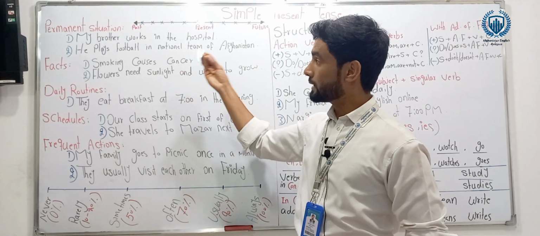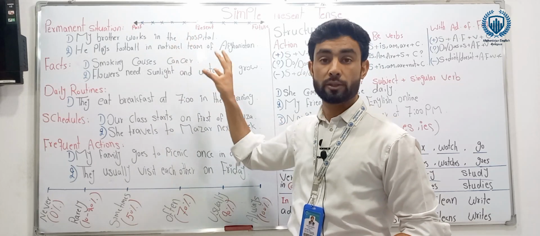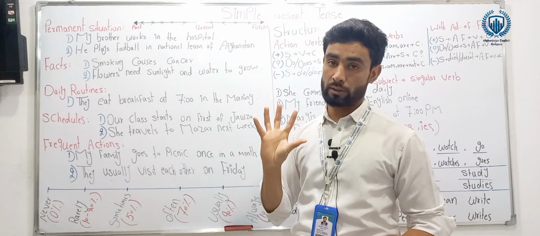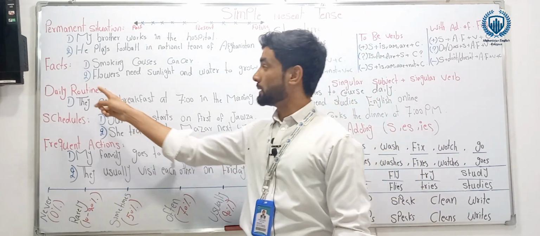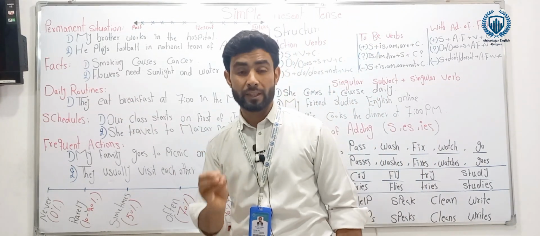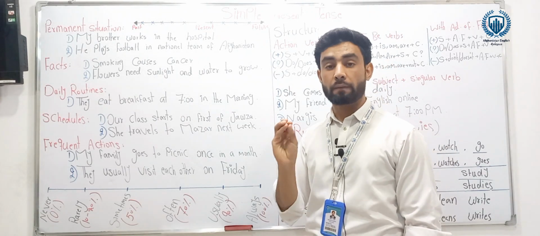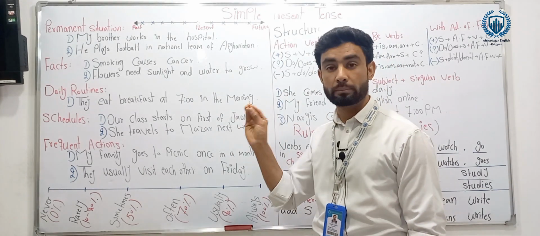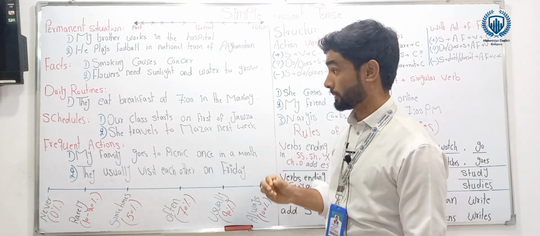So the first concept of simple present: we use simple present for permanent situations or permanent actions, which you understood. The second usage of simple present is about facts. Facts are always presented, or in Dari we say حقایق. Facts are always presented by simple present tense. حقایق همیشه با simple present tense بیان میشه.